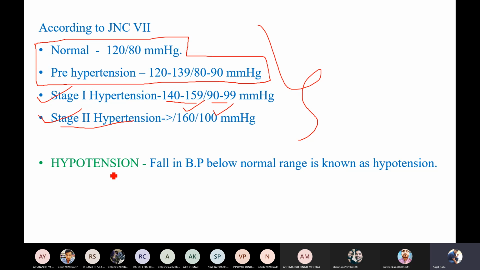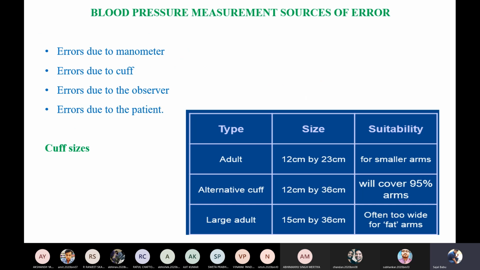So this is the condition of hypotension, and normally hypotension happens very rarely, and most of the time hypertension happens. So try to remember all these four different stages.